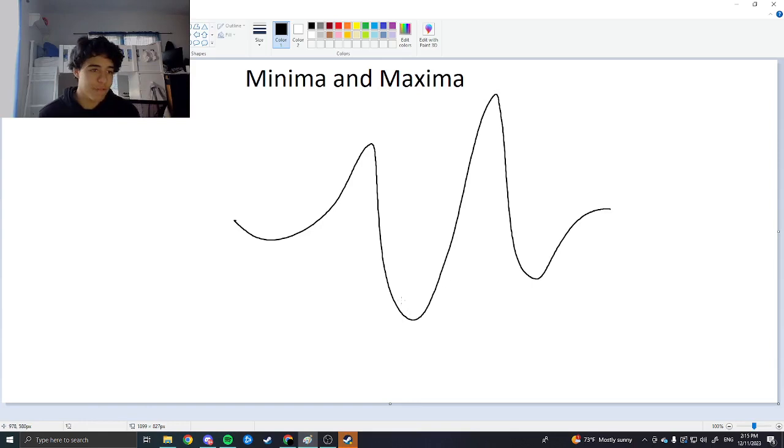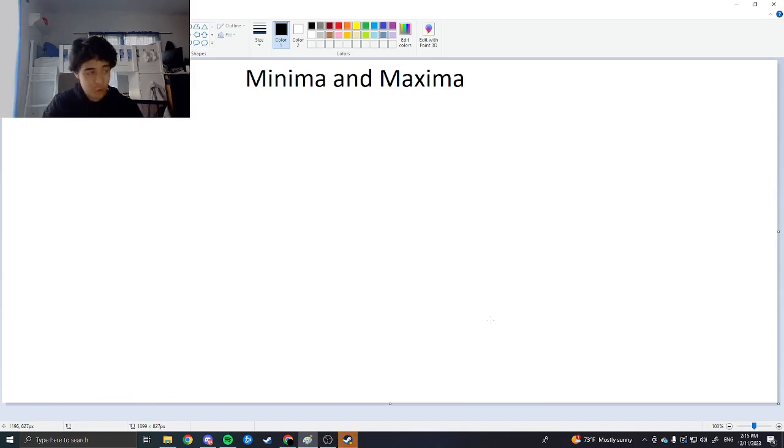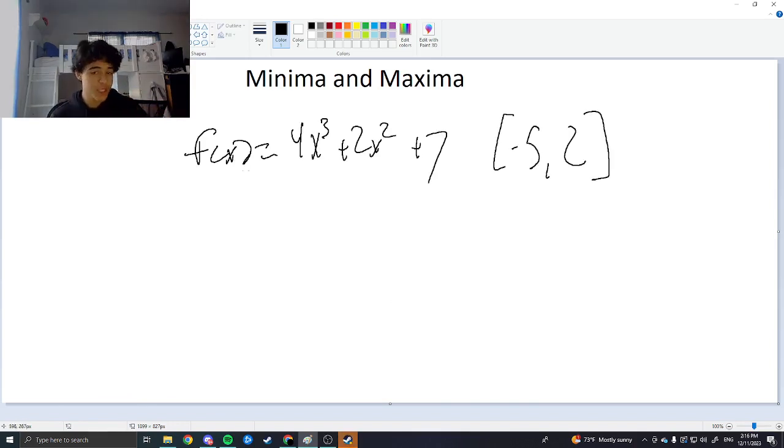So to do that, we can kind of ignore the slope and just plug in the x values and get the y values. And wherever we find the greatest y value or the least y value, we're going to end up with our absolute maximum and absolute minimum. So I'll show you what I mean. Let's say we're looking at this function here on the interval -5 to 2. So we're looking at 4x to the third plus 2x squared plus 7 on the interval -5 to 2. So how would we go about solving this?